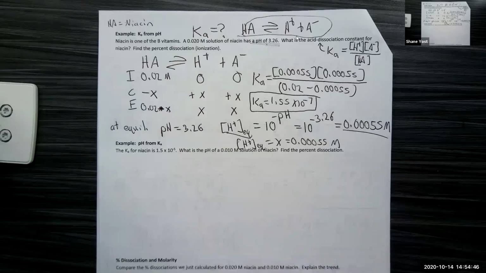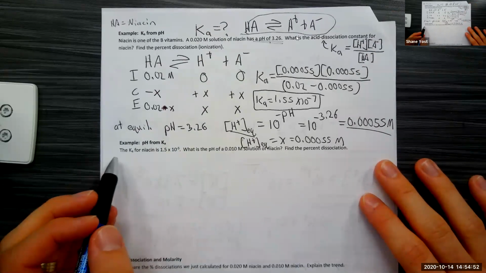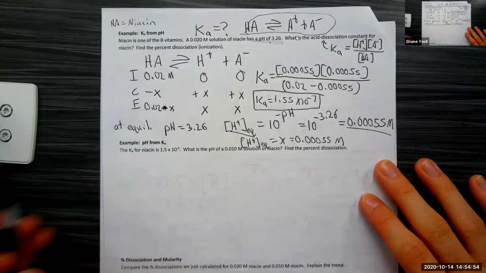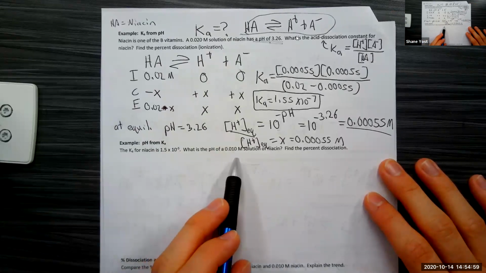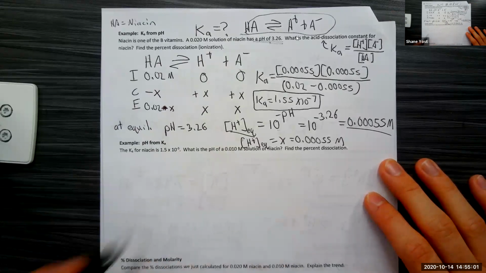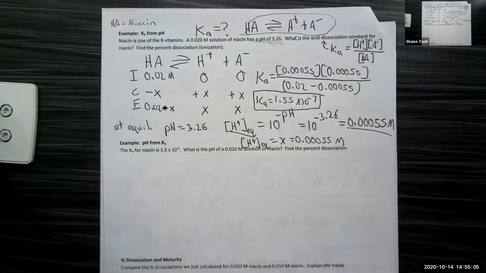Let's do this next problem, where, given that the Ka of niacin is 1.5 times 10 to the minus 5, what is the pH of a 0.01 molar solution of niacin? And then what is the percent dissociation?